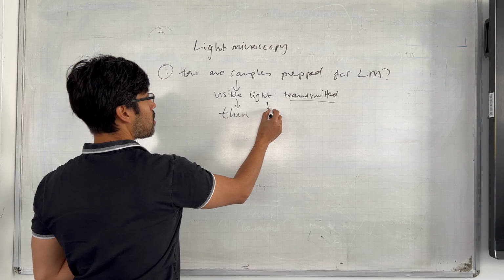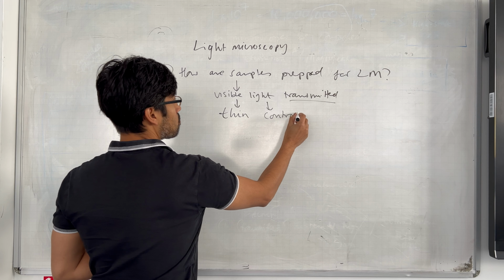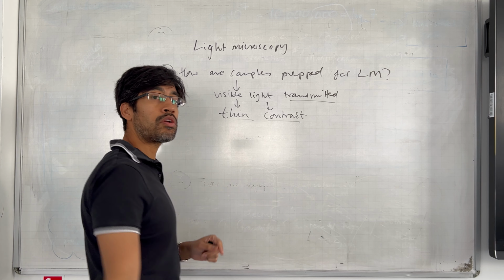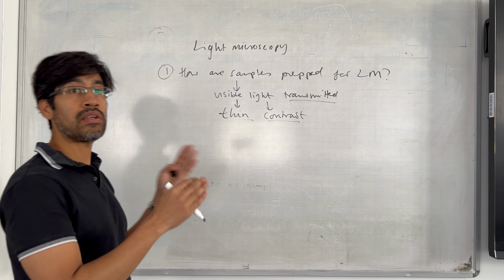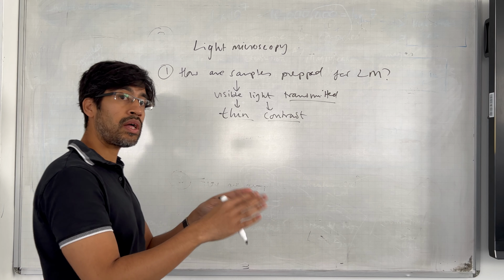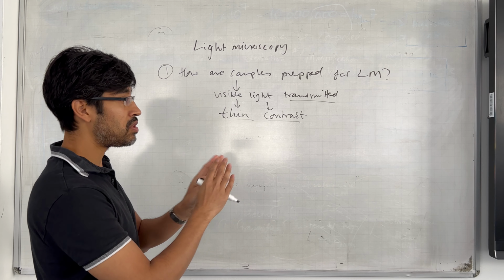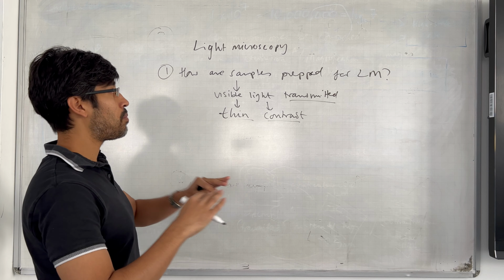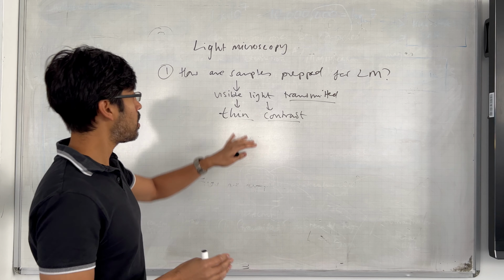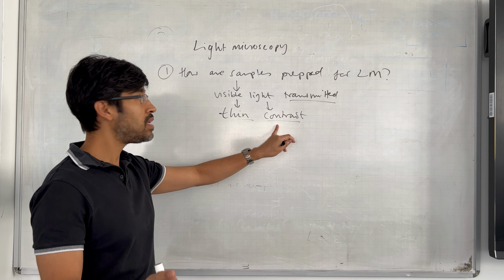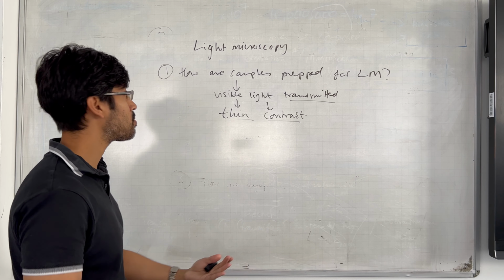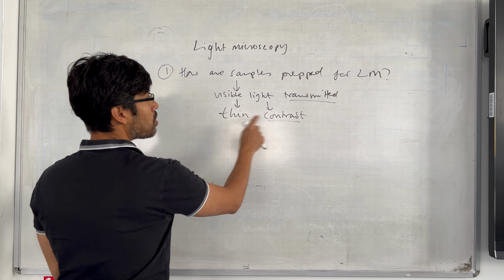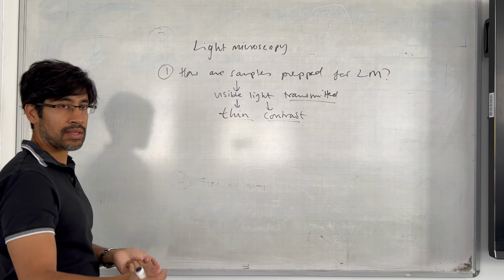So we need thin, and we need contrast to be able to see the different parts of the cell, the different structures, be able to differentiate structures, identify structures, and so on. So thin and contrast is needed. And now let's look at the different types of sample preparation, which should incorporate these things.